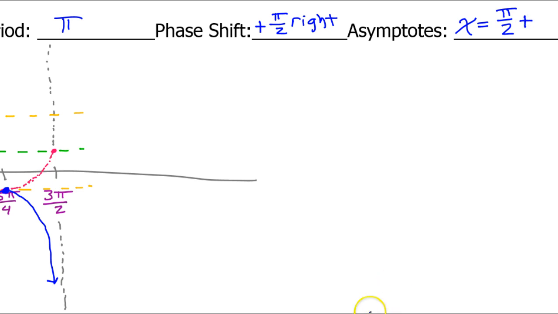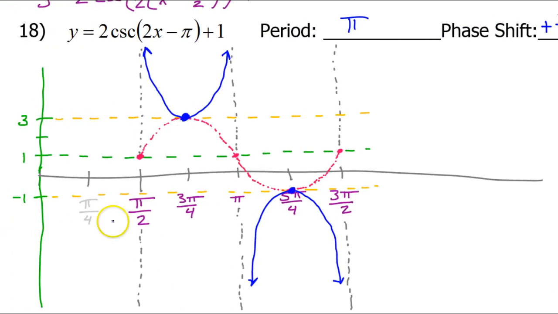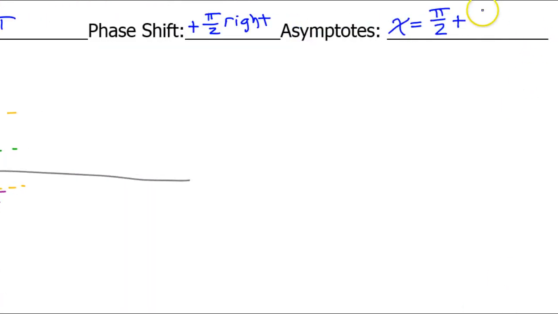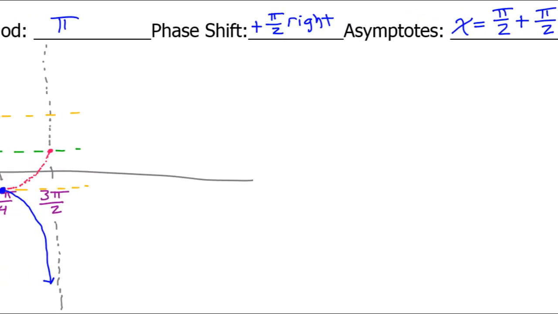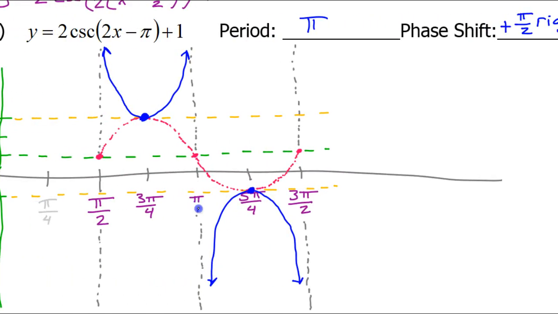Now, I'm going to add however far I have to go to get to the next asymptote. Is it a full period or is it a half of a period? Well, notice between the asymptotes there are only 2 spaces apart. That's half of a period. So full period was pi, so half of a period is pi over 2. So to get to the next asymptote, I must be adding pi over 2, which makes sense because pi over 2 plus pi over 2 would be pi. And see, there's an asymptote there.